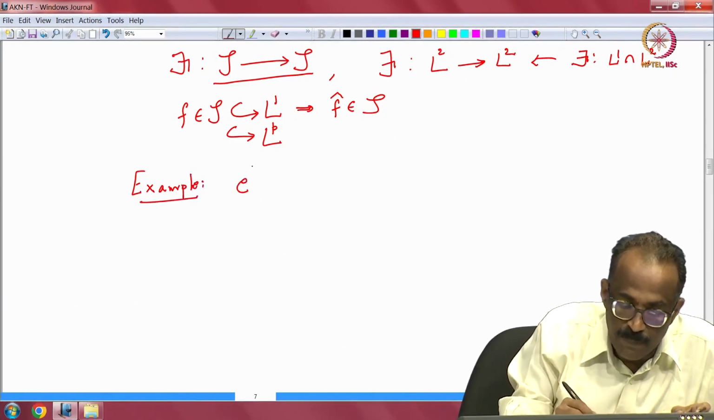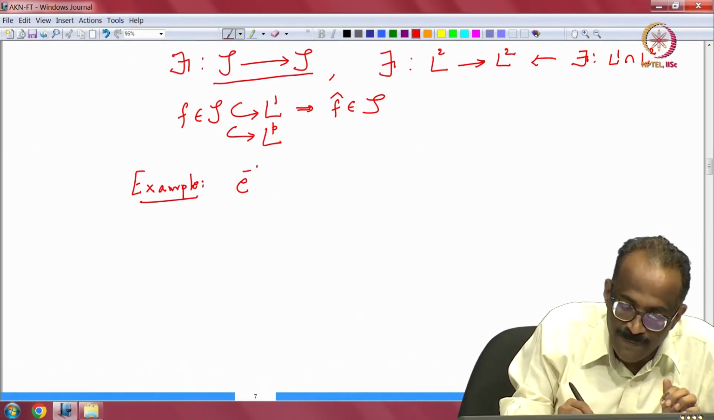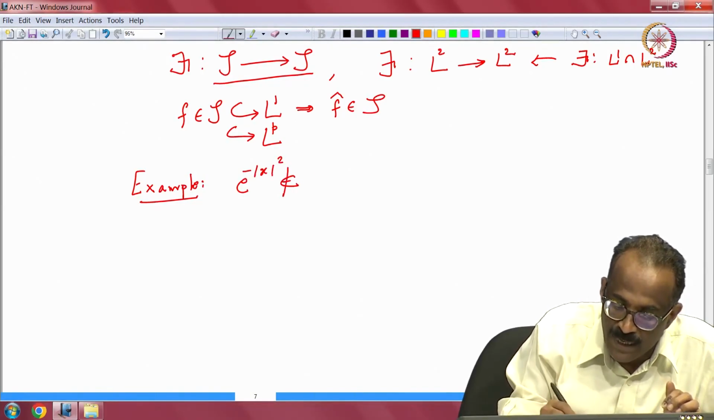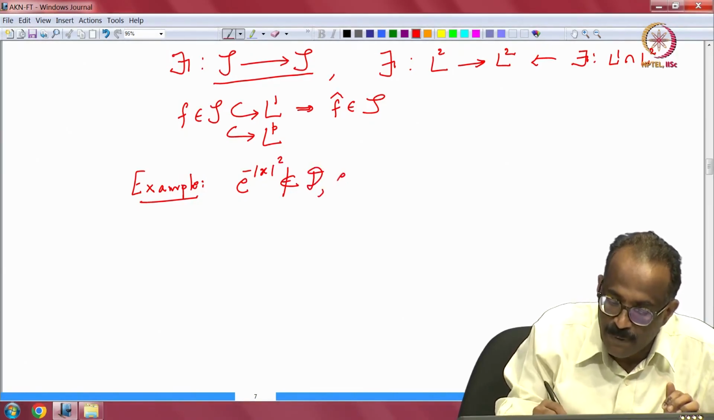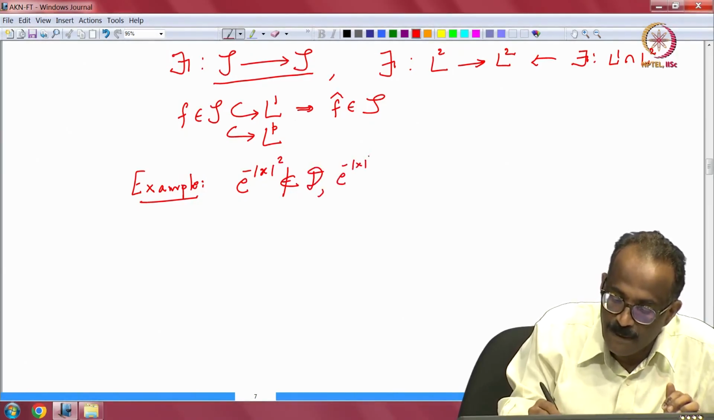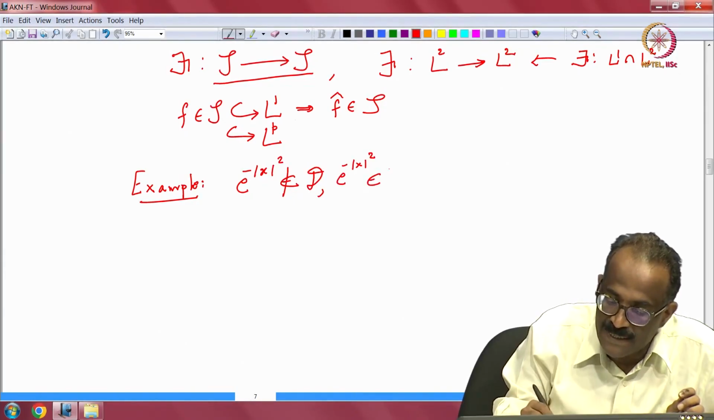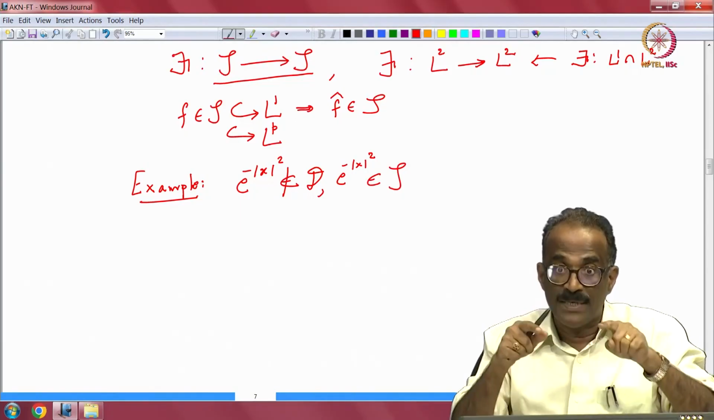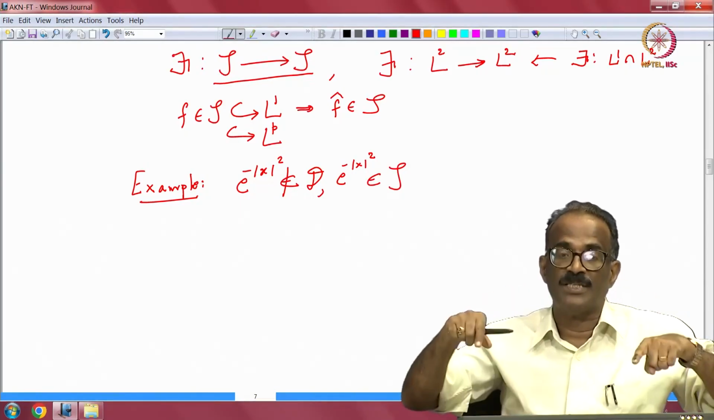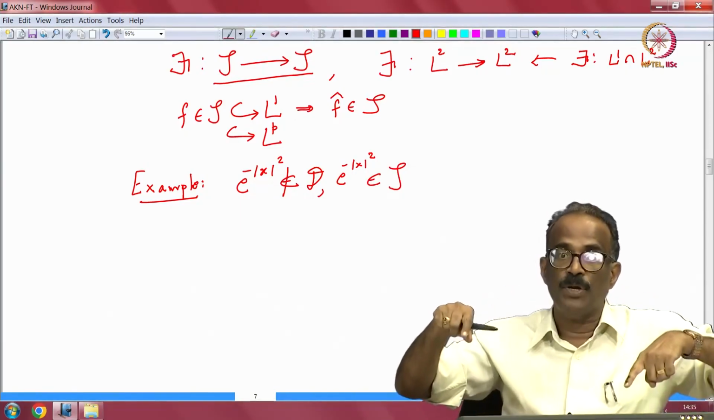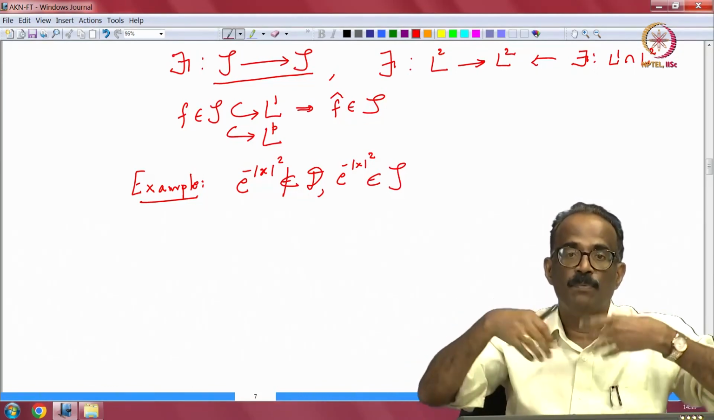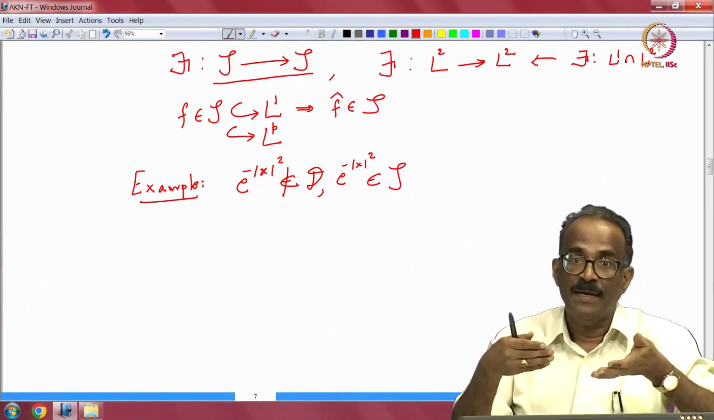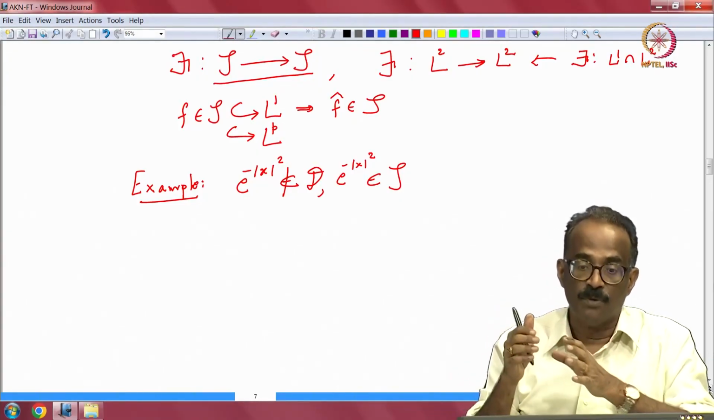The function e power minus mod x square does not have a compact support and hence this is not in D, but e power minus mod x square is in zeta because it is rapidly decaying. It is decaying in all its derivatives, always you have the exponential. So, the decay is more than the polynomial. Even if you multiply by polynomials, that is what you precisely want for rapid decay, and it will be taken care of by the mod x square.